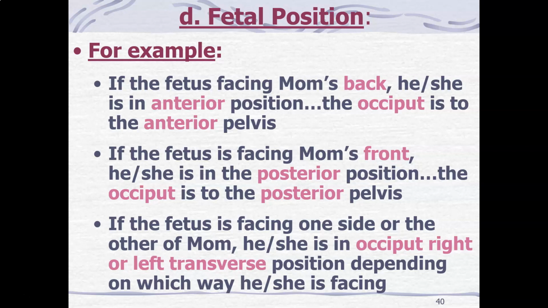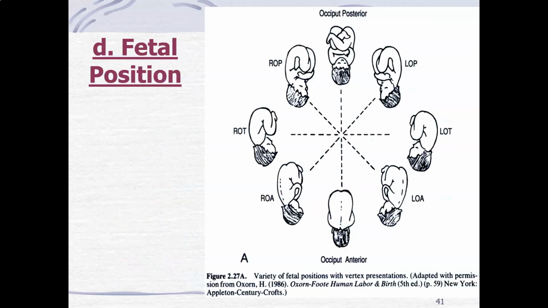If the fetus is facing the mom's front, so that means the face is in the front, the occiput is in the back, then the baby is said to be in the posterior position because the occiput is in the posterior pelvis. Right? If the fetus is facing one side or the other, the left or the right, he or she is in occiput right or occiput left transverse position, depending on which way he or she is facing. So this gets confusing. You guys got to be sure that you're understanding this or asking questions if you're not getting this.